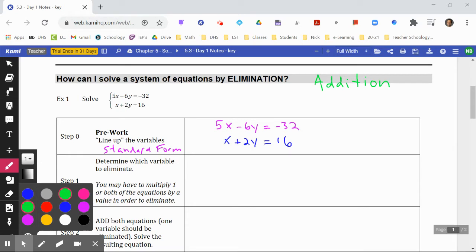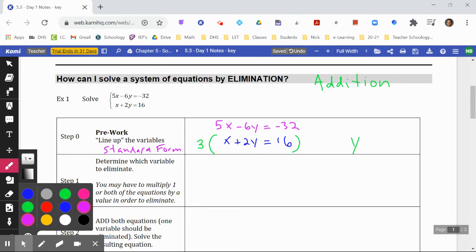All right, so I'm going to decide to eliminate the y's. In order to do that, I'm going to have to multiply this second equation by some number, and that number is going to be 3. The reason why I want to multiply that second equation by 3 is so I can get that coefficient on my y to be a positive 6, because I need opposite coefficients on the same variable.